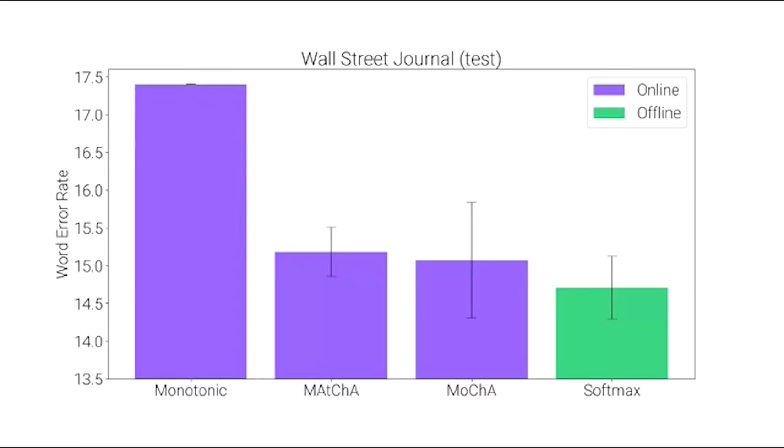Just as a reminder, we can still get the benefit of online and linear time decoding at test time with either MACHA or MoCA. So these are online and linear time models, but they perform almost as well or as well as softmax attention, at least on the Wall Street Journal task. We're still doing experiments with these models, and so we'll have some more concrete results hopefully soon.